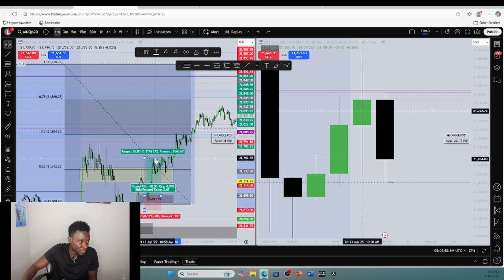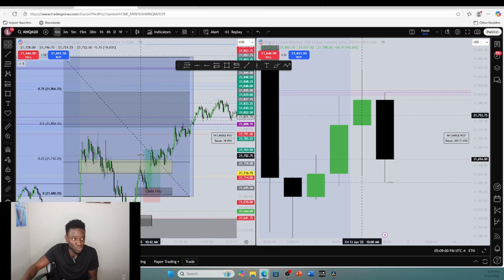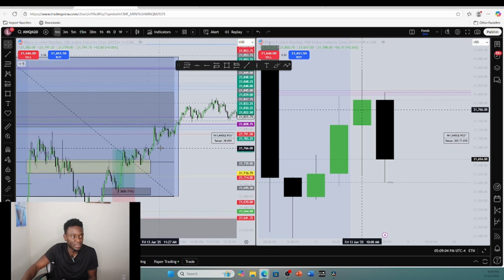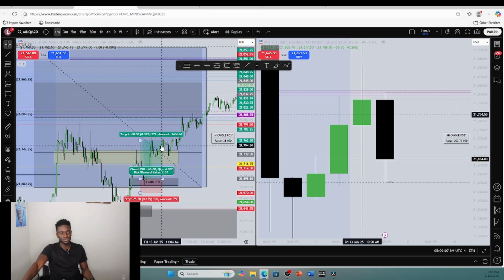I snagged just above the first presented fair value gap because once it was going back down, I had already closed. I just closed it because I already caught 68 points. You know what I'm saying? I'm trying to keep this account up. I'm trying to understand how I'm doing these setups specifically. So I locked in there, right?